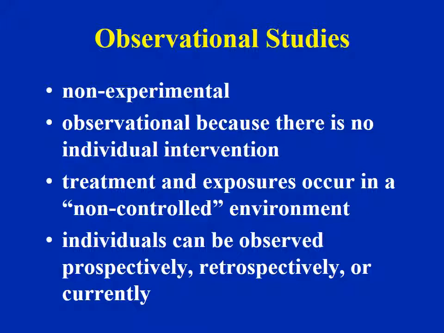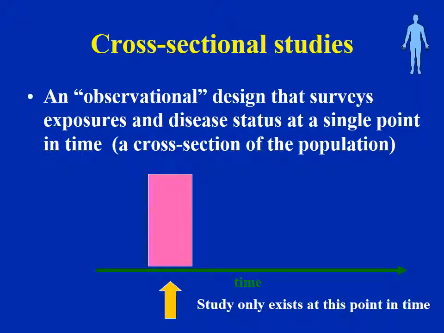Individuals can be observed prospectively, retrospectively, so forward in time, backward in time, or at one point in time, like in a cross-sectional study. A cross-sectional study is an observational study design that surveys exposures and disease status at one point in time, one time interval. For this, it's often good for generating hypotheses, and you can test them, but it's very difficult to isolate what direction those things are happening. You can't say that one occurred before the other since you're measuring them at the same time.